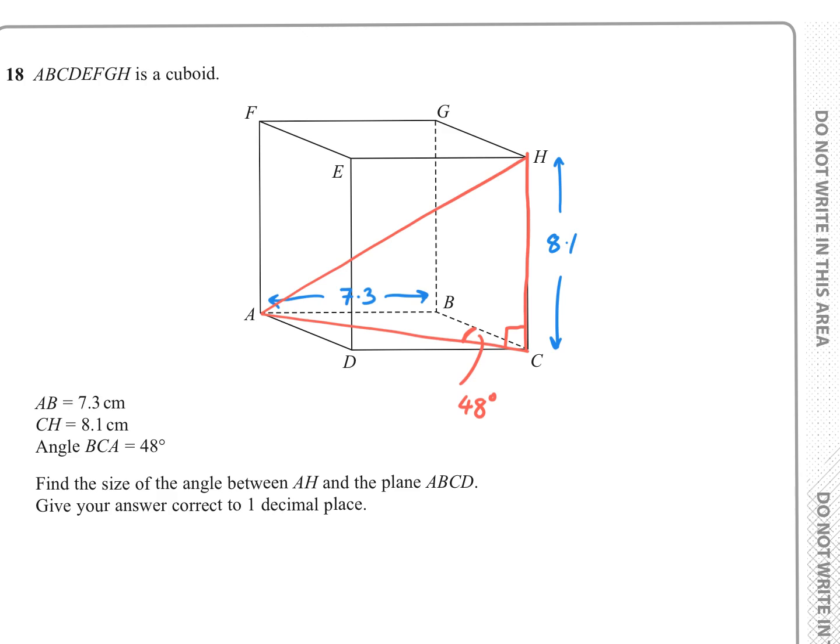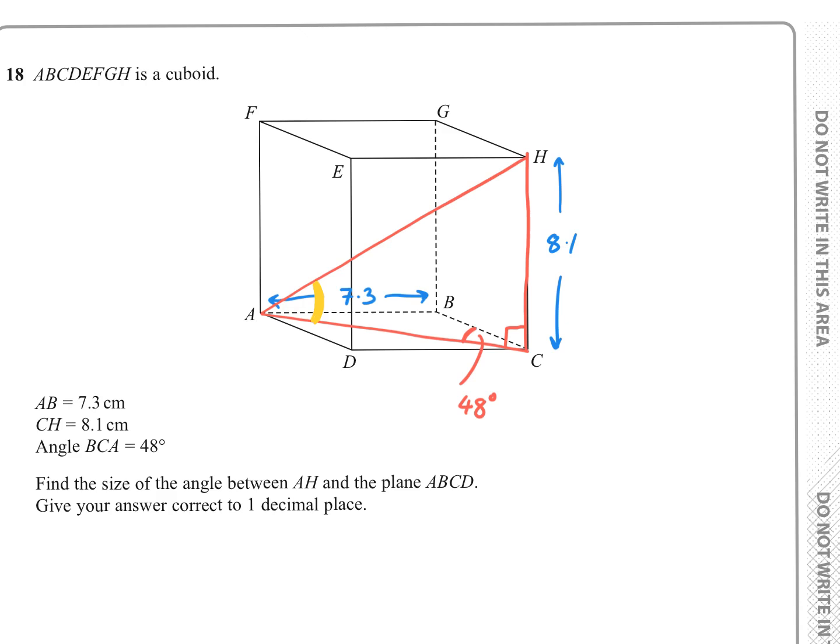Now, if we want to find the size of the angle between AH and the plane, then if you think about it, that must be this angle here. That's the one in question that we want to find in the end, okay? So what's the first thing that we can do? Well, what I would do is, I know that in the red triangle AHC I've got a right angle and I've got one of the lengths, which is 8.1.